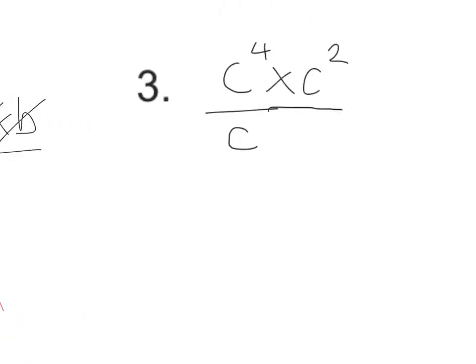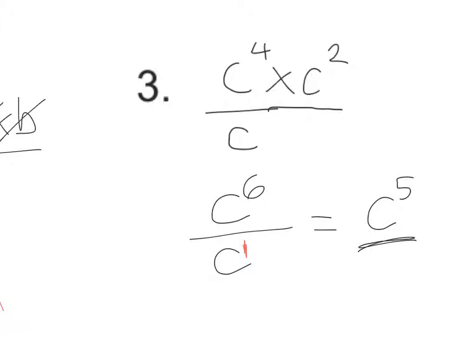Let's use this and see if we can work out the third one. Okay, well let's do the top first. We're going to add 4 and 2 and get c to the power of 6 all over c, because we add powers when it says multiply. Now, this is where people often make a mistake. This c means c to the power of 1. So if you're thinking about adding or taking away, that's what you need to do. Well, when it's divide, I subtract my powers, so I'll have c to the power of 5 as my answer.